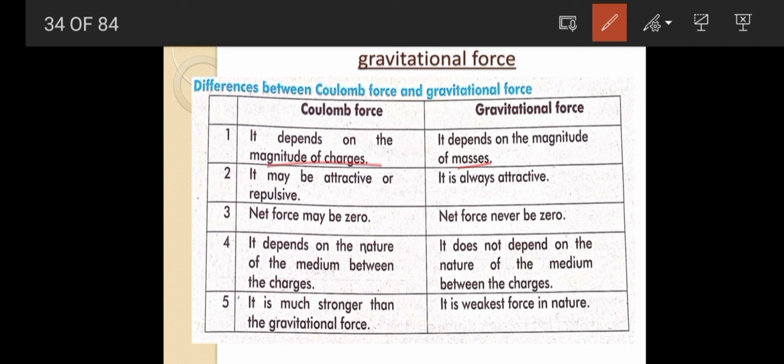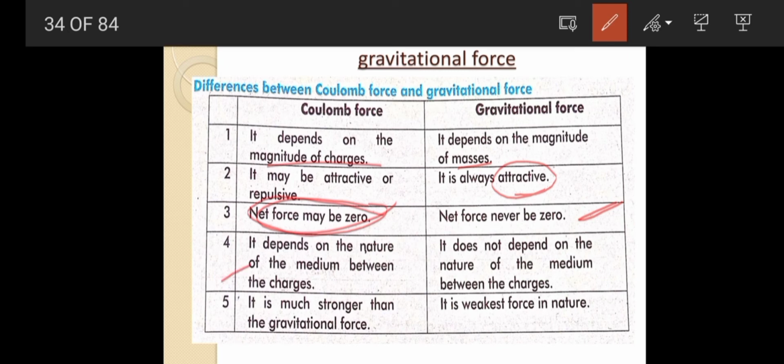Coulomb force may be attractive or repulsive, whereas gravitational force is always attractive. Clear? The next one, net force may be zero. The net electric force or Coulomb force may be zero, whereas gravitational force can never be zero. Why? Because we can have positive or negative, attractive or repulsive Coulomb force. That is why the net force can be zero, whereas gravitational force is always attractive, no? So that is why it can never be zero.